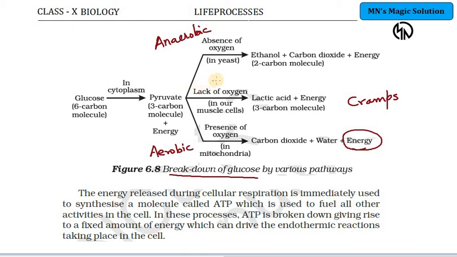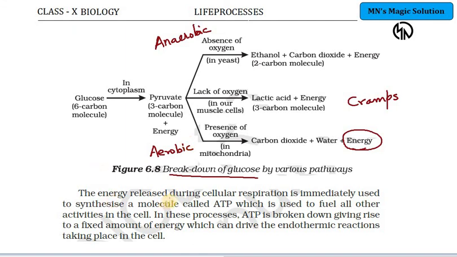In the exam, they might give you: illustrate the breakdown of glucose with a neat labelled flow chart. That is a 3-mark question. This entire flow chart you have to draw and write the details. Either way, if they ask any particular concept, such as what happens to the glucose in the absence of oxygen, or what happens to glucose in our muscle cells when there is lack of oxygen, or what happens to our glucose in the mitochondria in the presence of oxygen, what is the sequence? This third sequence you'll write. So depending on the question, you have to split and write the answer accordingly.